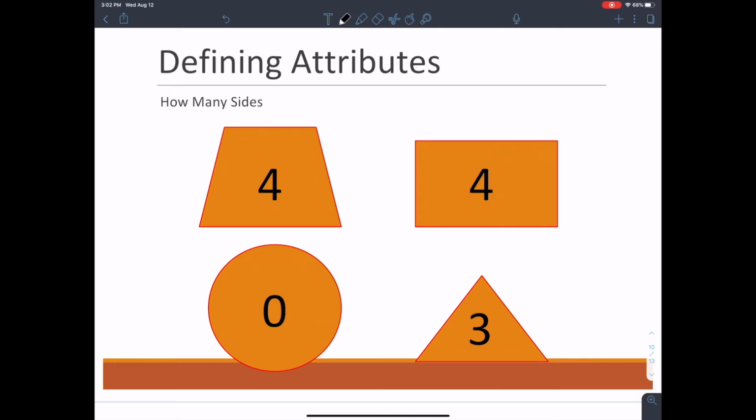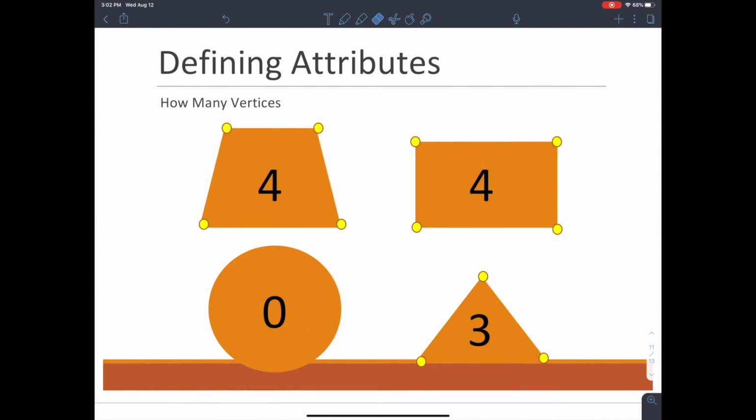All right, on to the next one. Defining attributes, we are just going to be counting the sides of each shape. So we have 1 here, 2, 3, 4 sides on this trapezoid. We have 4 sides on this rectangle here, and we have 3 sides for this triangle here. We have 0 sides on this circle here.